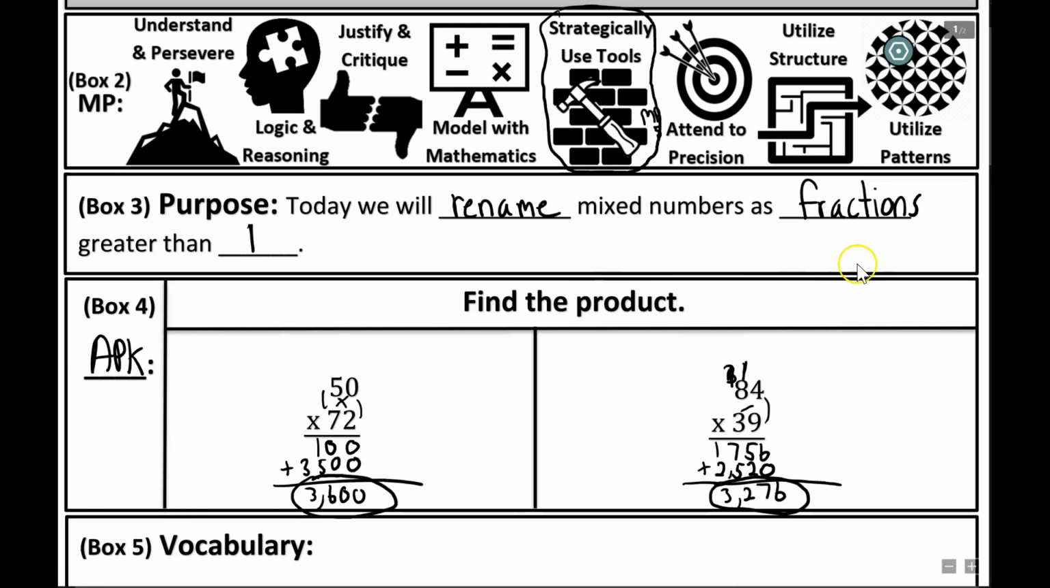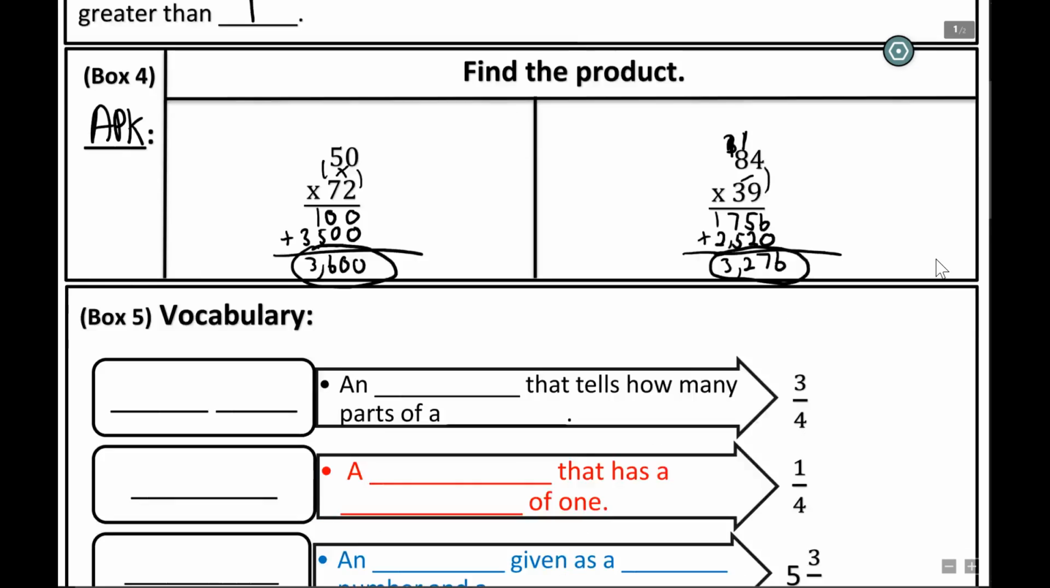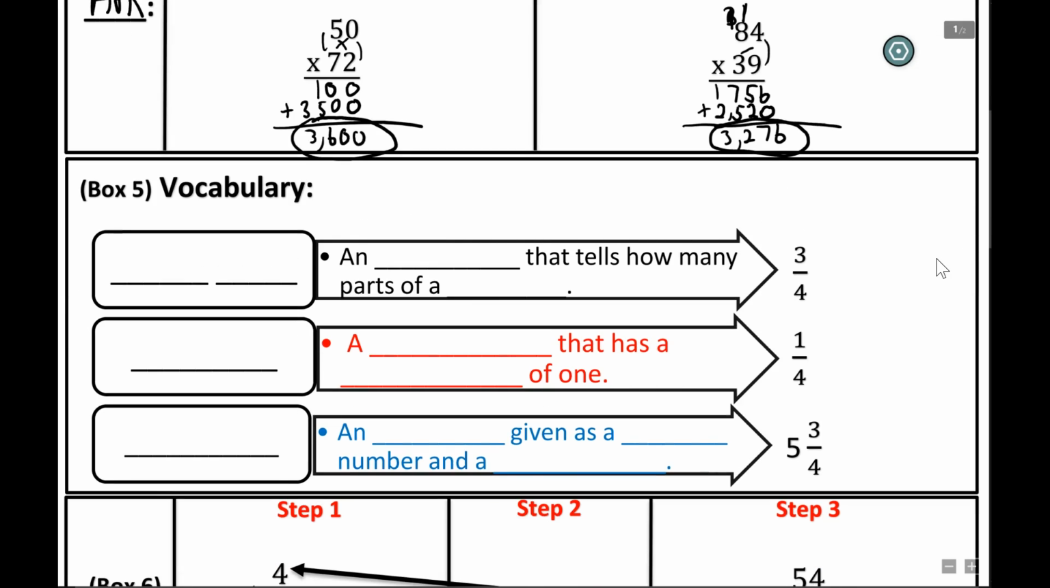Alrighty, if you were able to get both of those, great job. And if you weren't able to get them, then make sure that you figure out why you missed them, right? Try to figure out the mistake that you made, and then that way you don't make it again, okay? And if you're still confused, ask me.